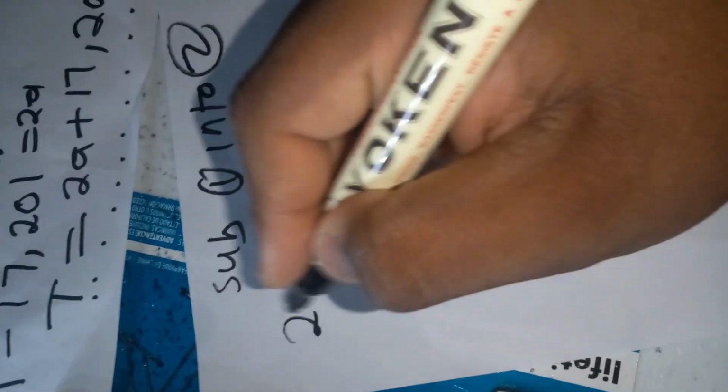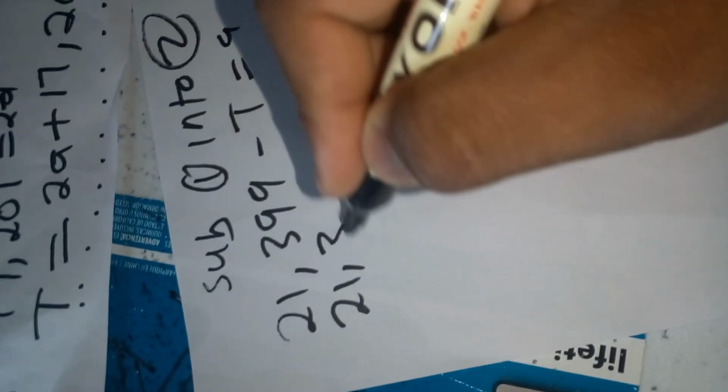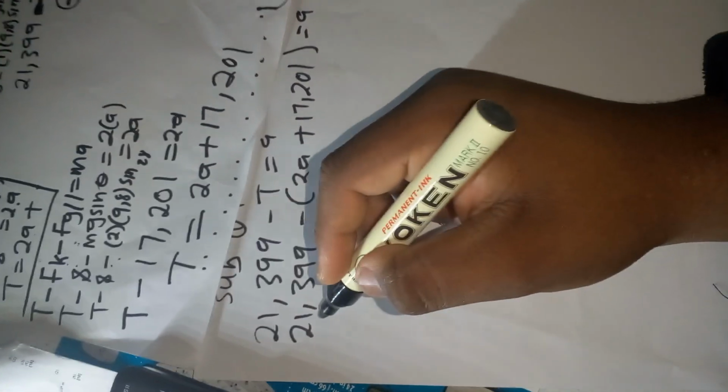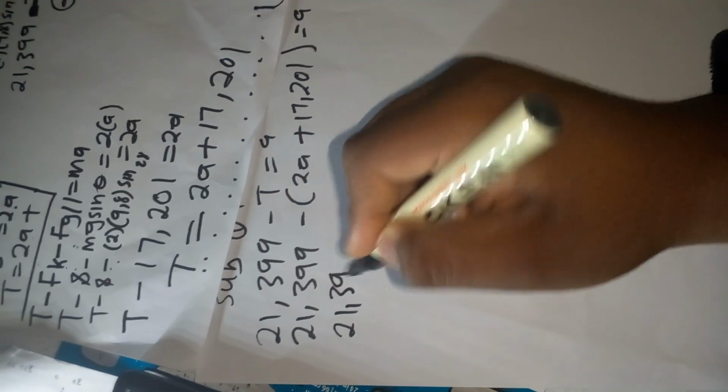Since this is my equation 2, I'm going to substitute equation 1 into 2. So I'm going to say sub 1 into 2. 21.399 minus t equals a. 21.399 minus open bracket 2a plus 17.201 close bracket equals a. Okay, and then what am I doing right now? I'm going to open the bracket. So 21.399 minus 2a minus 17.201 equals a.